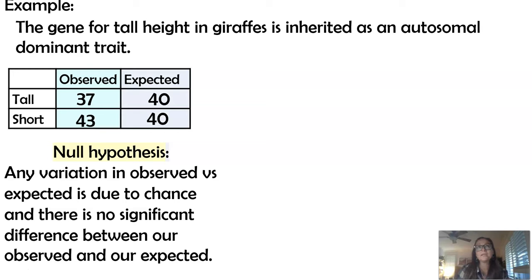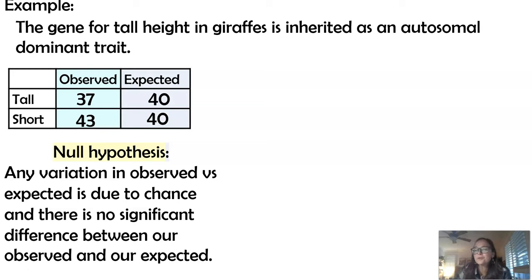Another example would be if you had a quarter and you flipped it 100 times, you would expect 50 heads and 50 tails, but you might get like 48 and 52. Now, the null hypothesis, if it were true, would say that 48 and 52 is acceptable. It's close enough to the 50-50 expected.